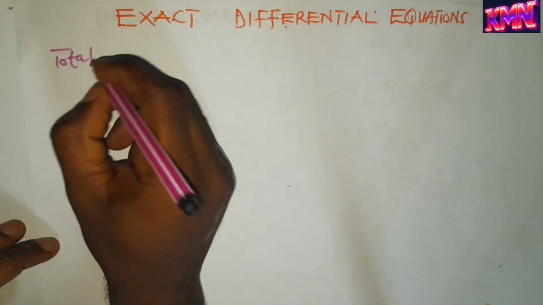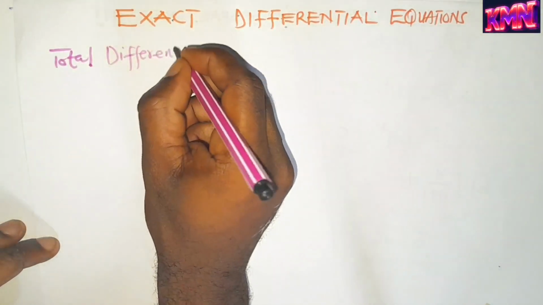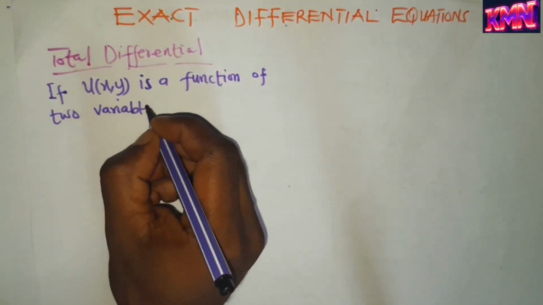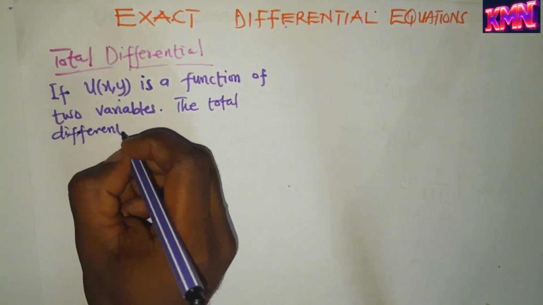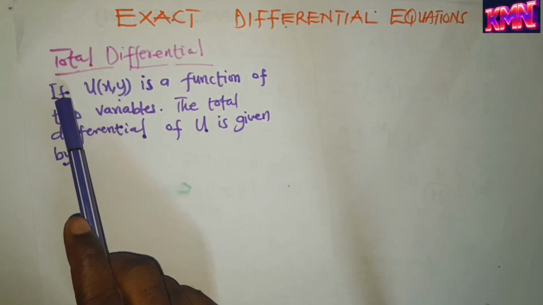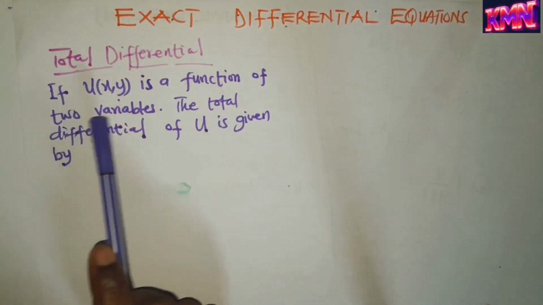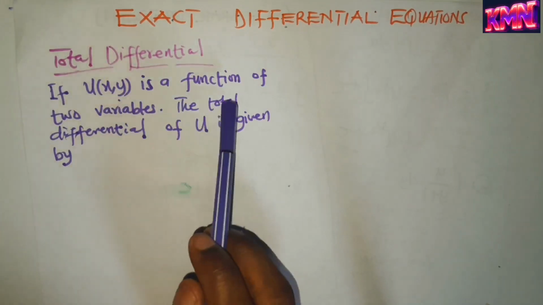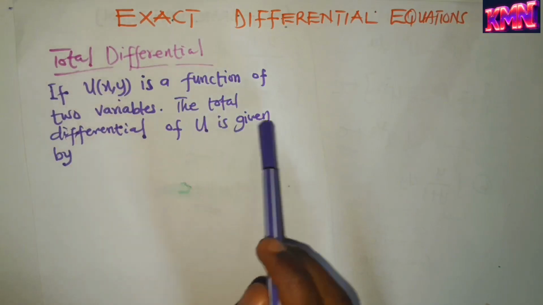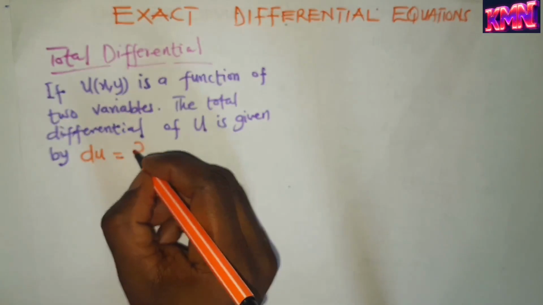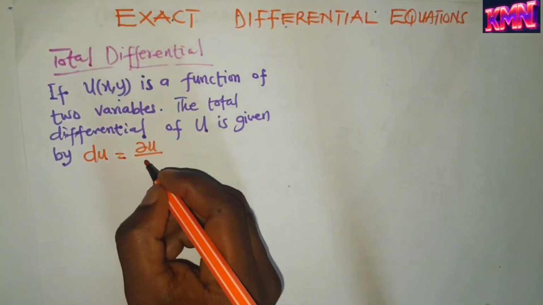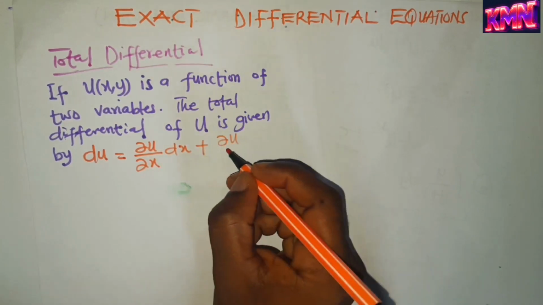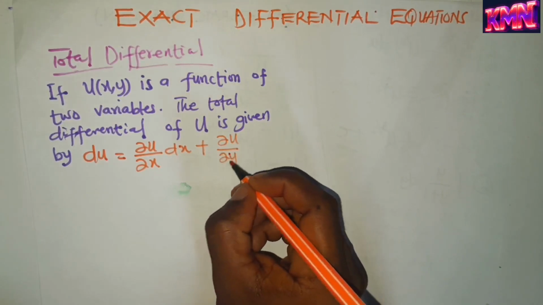Total differentials. If u(x, y) is a function of two variables, meaning if you have a particular function, let's say u, which consists of two different variables x and y, then the total differential of that function is given by du equals the partial derivative of the function u with respect to one of the variables, let's say x, dx, plus the partial derivative of the same function with respect to the other variable y, dy.